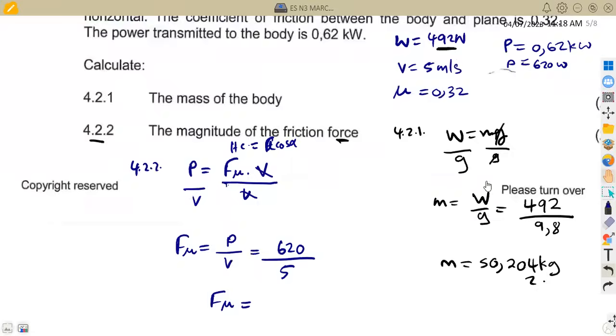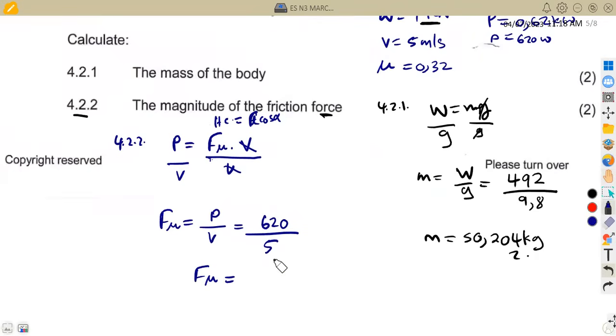So the frictional force, when calculated from your calculator, you are supposed to obtain something like 124, just 124 Newton. All right. So that's our frictional force. 2 marks for that. All right.